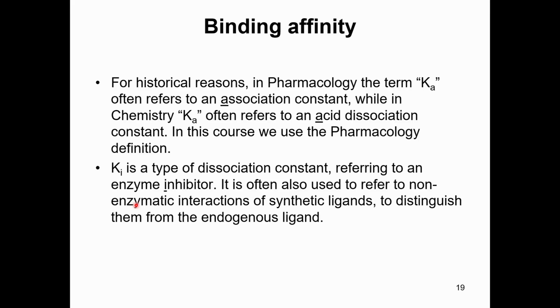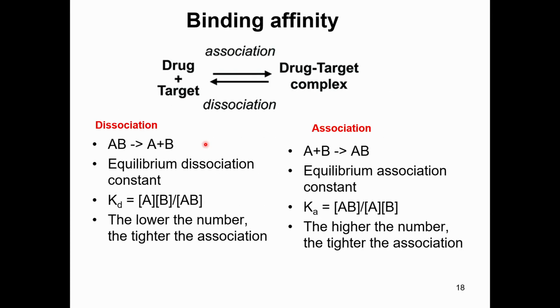There's another K constant that you encounter in pharmacology, which is called Ki. It is actually a type of dissociation constant, but it's used specifically for enzyme inhibitors, so it's kind of another special thing. But remember, the Ka in pharmacology is different than in inorganic chemistry, and really important, the Kd is how we measure the affinity of drugs for their targets.